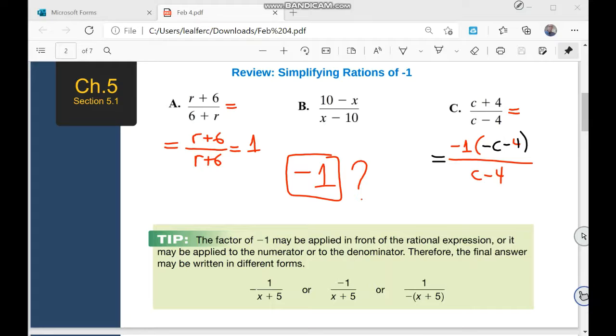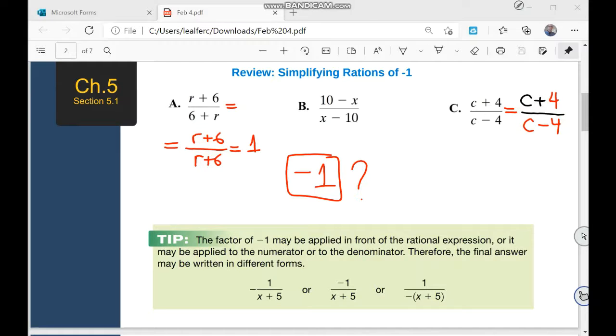This is a tricky one, because c plus 4 is a completely different factor. It's not equal, and it's also not the opposite. To be the opposite, you need to have -c minus 4. See? That would be the opposite. In this case, we cannot factor it out. We just keep it like it is, c plus 4 over c minus 4. That's it.